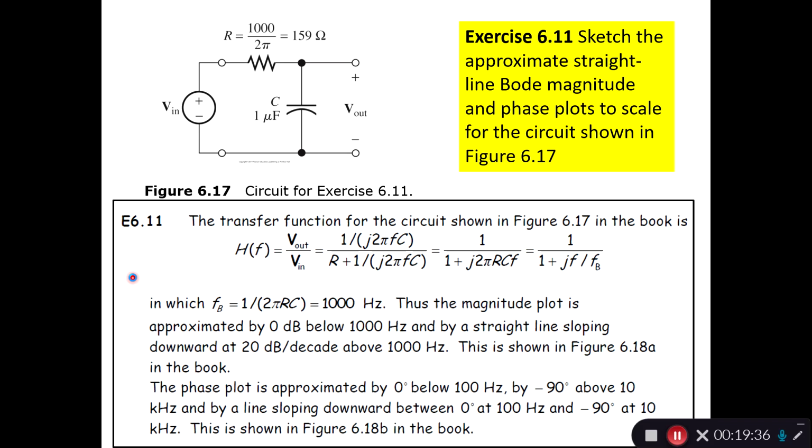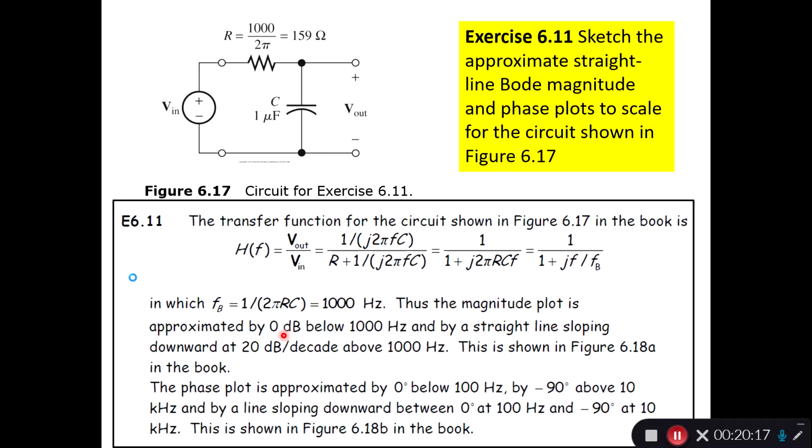Next. So how do we do it? We have the transfer function for the circuit. It is the voltage divider equation. We beautify it so it says 1 over 1 plus jf over fb. We know the break frequency is 1 divided by 2πRC, and putting in the values, we can calculate this is 1000 Hertz.